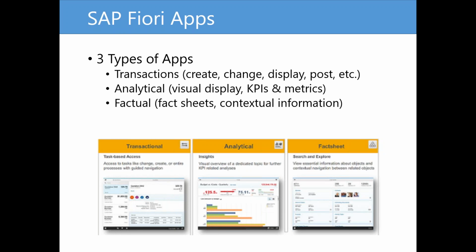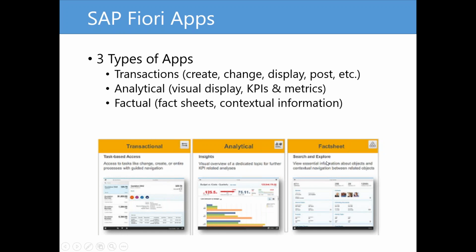The second type of apps are analytical apps, the one right here in the middle. They display metrics or key performance indicators in a visual format, right? Think of these charts and graphs. That's what analytical apps do. They don't run a transaction. They display key metrics. And then the last one is the app here on the right.